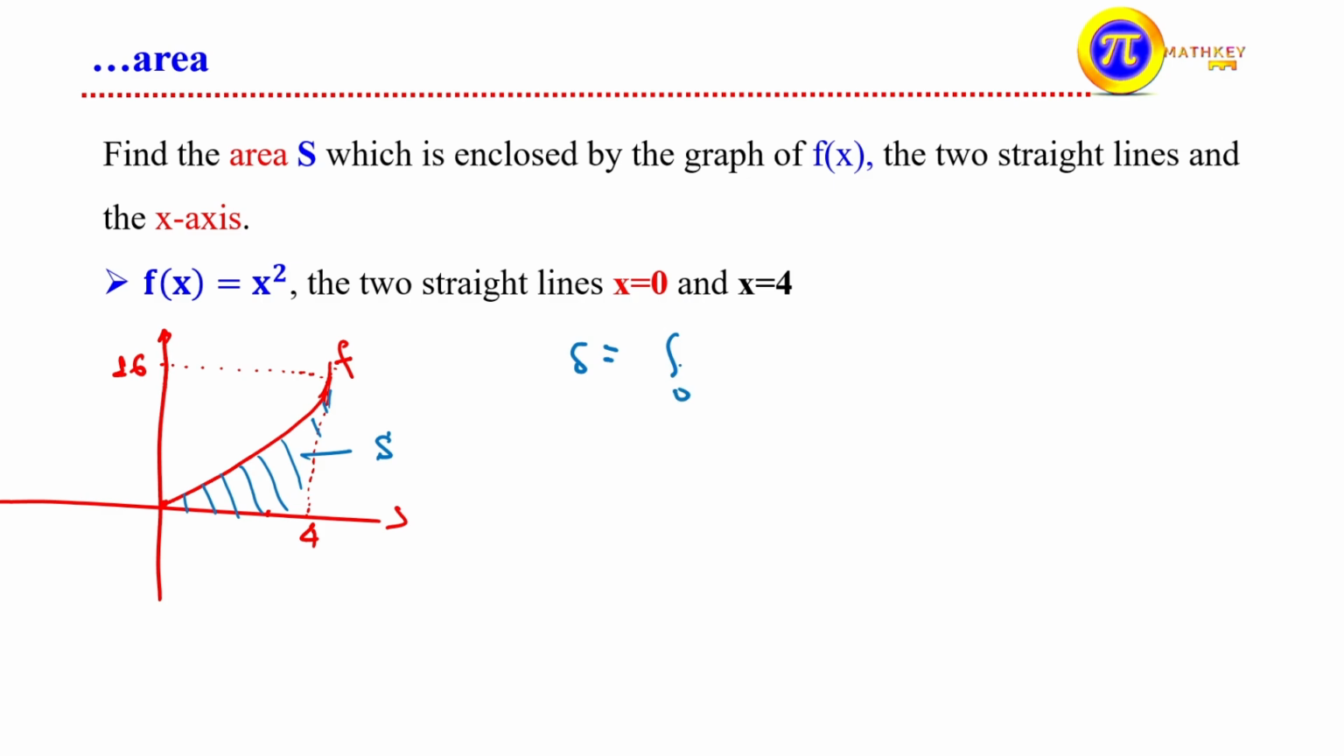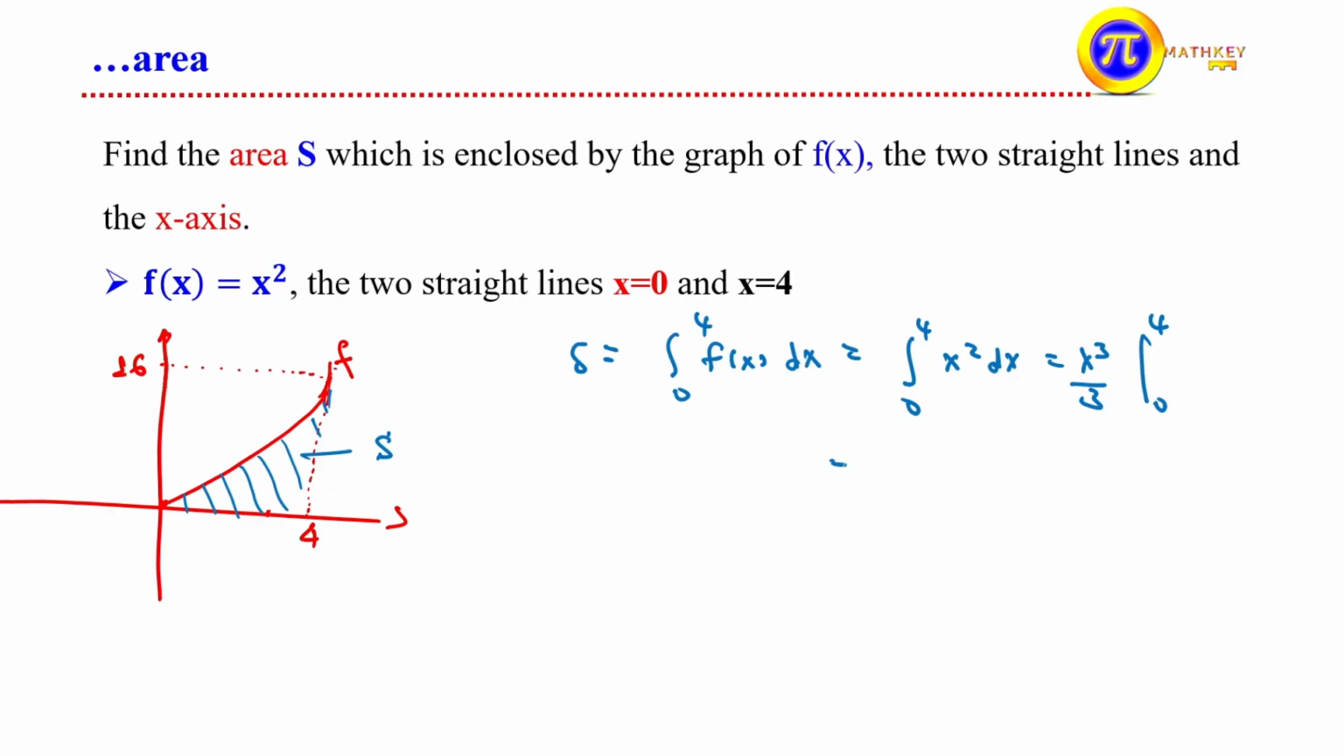Integration between 0 to 4 of our function f of x dx ይሆናል, which equals the integral from 0 to 4 of x squared. The integration of this becomes x cubed over 3. No need of the arbitrary constant, that means integration constant አያስፈልግም ብለን, if it is a definite integral. We call this a definite integral since it has boundary limits, 0 እና 4 ስላሉ, definite integral ብለናል.